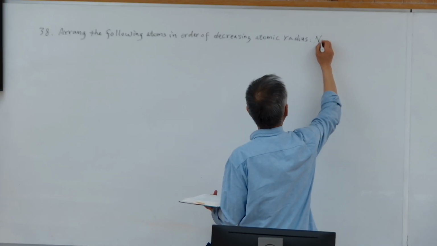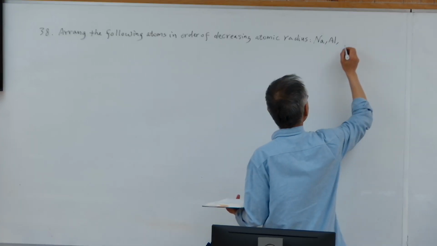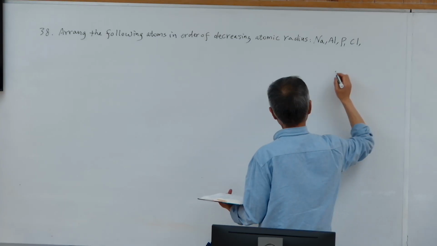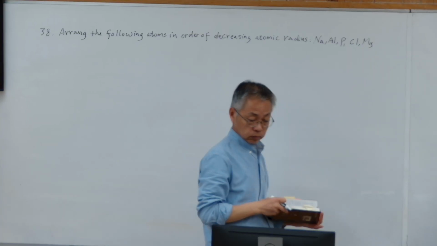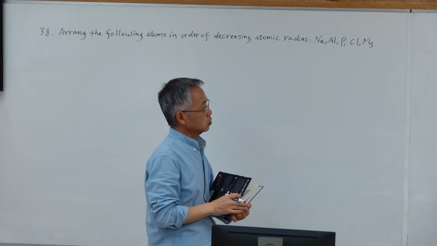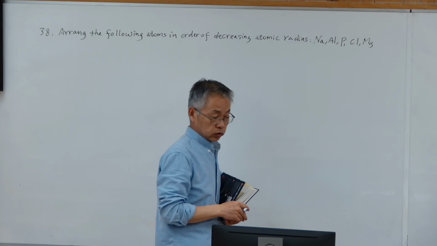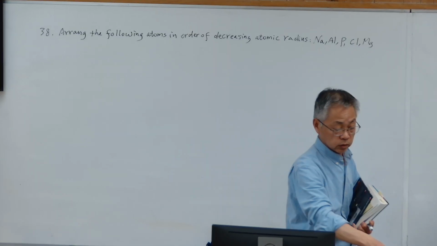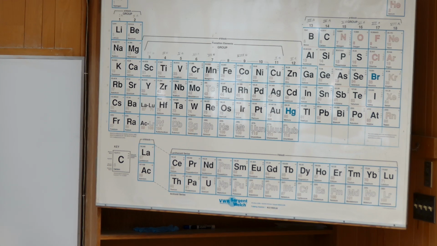Sodium, aluminum, phosphorus, chlorine, and magnesium. Okay, so all these come from periodic table 3. Let's take a look at this periodic table.